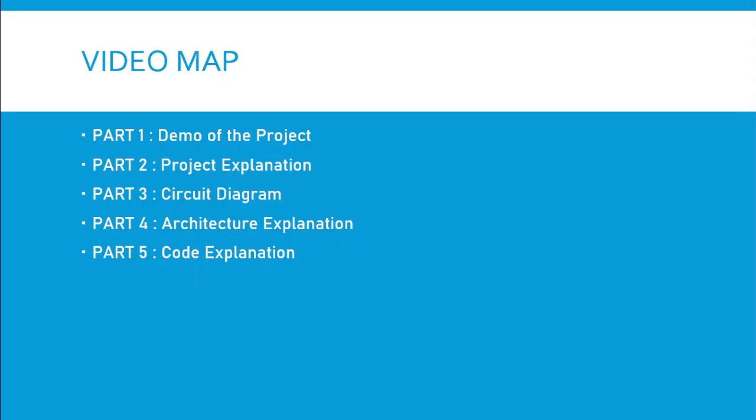So this video is divided into 5 parts. We have already seen the demo of this project. Now we are going to see the project explanation. I will explain what this project is all about, and then we will see the circuit diagram, the architecture of this project, and at last we will see the code. For this project we are coding in the Arduino IDE, which is the code editor we are using here.